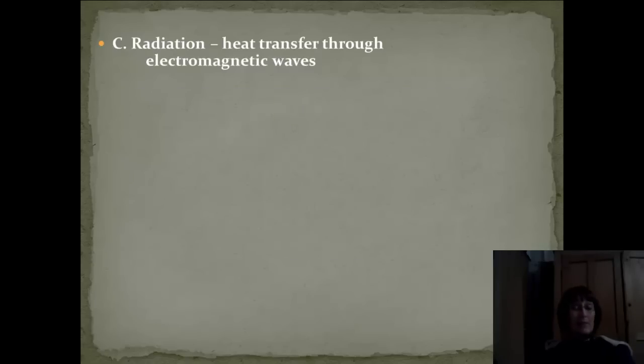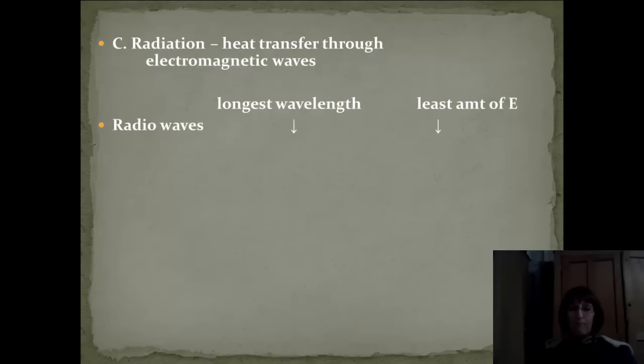Okay, last type is radiation. And radiation is heat transfer through the electromagnetic spectrum. Right? Electromagnetic spectrum, we talked about that earlier on in the school year. We talked about microwaves, X-rays, gamma rays, visible light, infrared waves. We talked about those. All right, we're going to make a chart here. It's on your notes page, and we're going to go from the longest wavelength with the least amount of energy to the shortest wavelength with the most amount of energy.